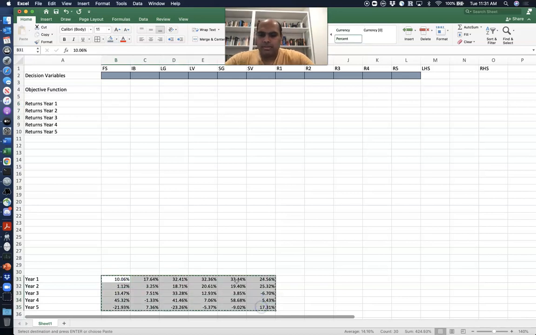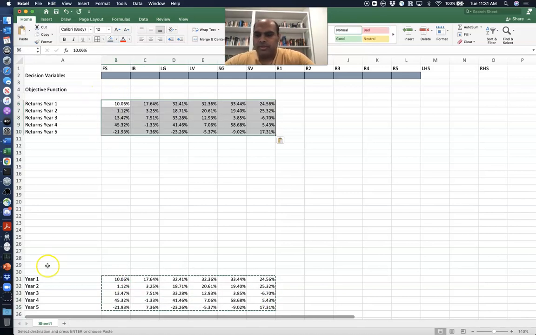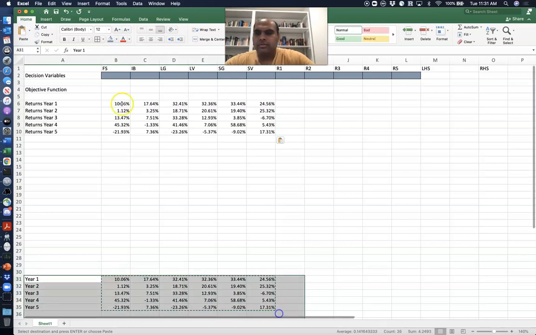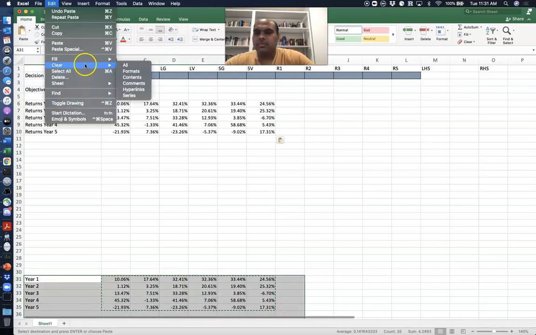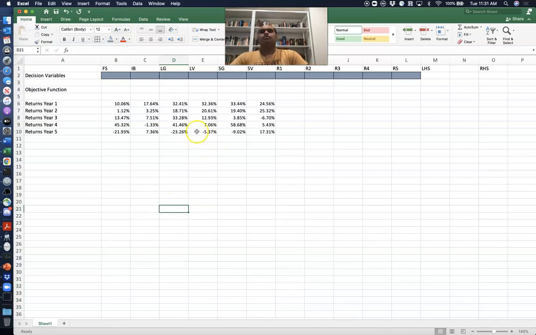Okay, right there. I'm going to get rid of this because we don't need that anymore. Okay, so these were the percentages. Right, so now let's look at the constraints.